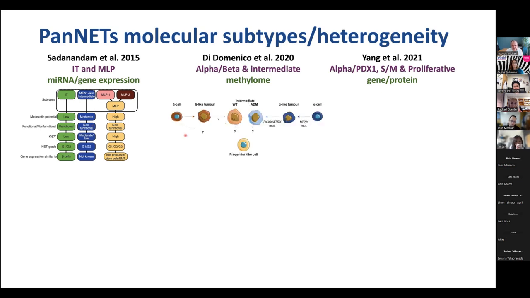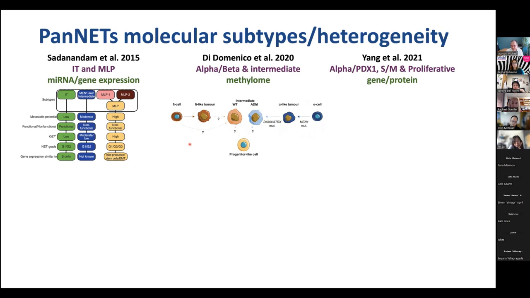Then there was a study by the group of Ilaria Marinoni, who is here. Hope I will pronounce this correctly. So in here, they used the methylome. And again, this was a very nice study showing, using the methylome, that the first mutation, with MEN1 mutation, you get these alpha-like tumors. And then in the second stage, you have these DAXX and ATRX mutations, which lead to this intermediate subtype. Now, they also saw some intermediate subtype that they call wild type, and the assumption here is that this one maybe comes from beta cell lineage.